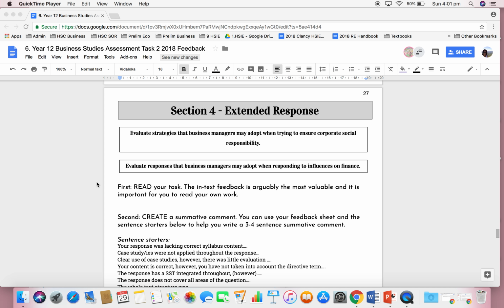Quite heavily, the cohort preferred the corporate social responsibility question. Only about 10 students out of the 55 chose to do the finance question, which I suppose I was a little bit surprised at, seeing as though you've had more time with the finance content as well as your first assessment task being on this.